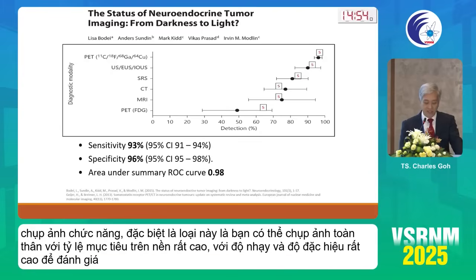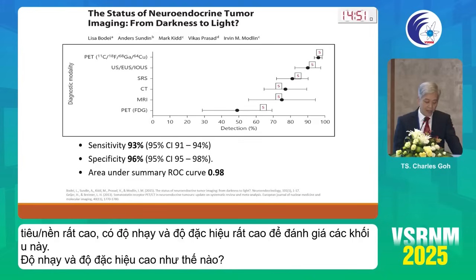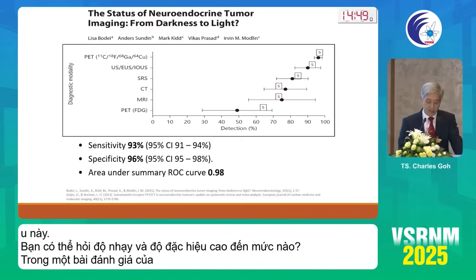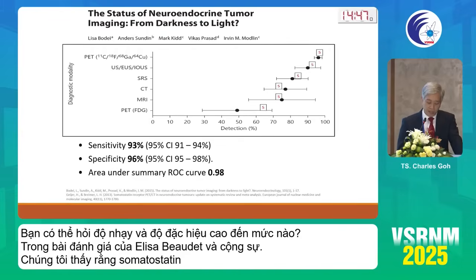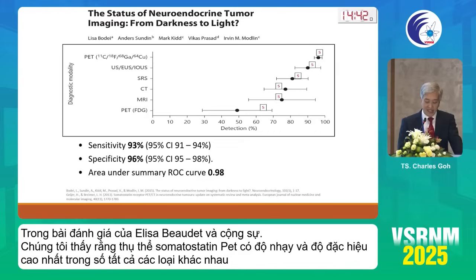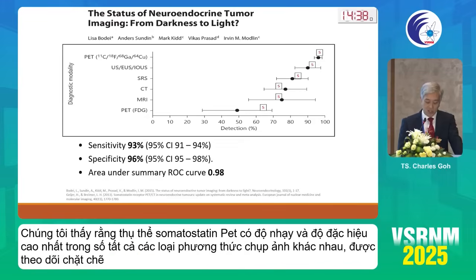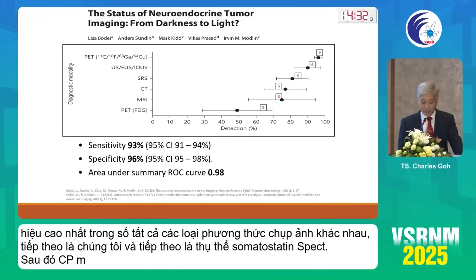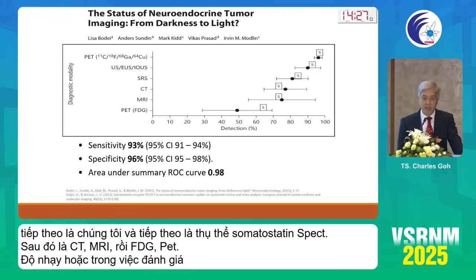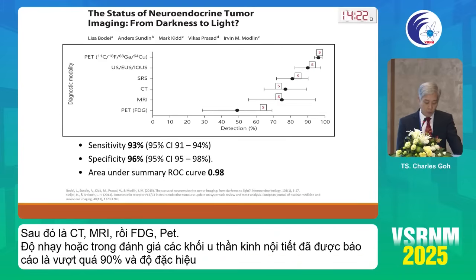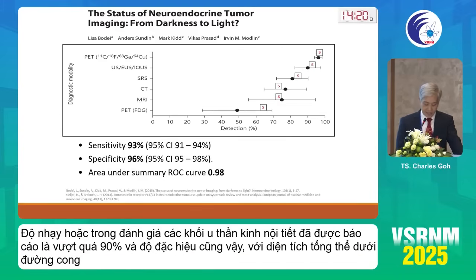How high is the sensitivity and specificity? In a review, they found that receptor PET had the highest sensitivity and specificity of all different modalities, followed closely by receptor SPECT, MRI, and actually then FDG PET. Sensitivity in evaluation of neoplasms has been found to be in excess of 90%, specificity as well, with an area under the curve of 0.98.